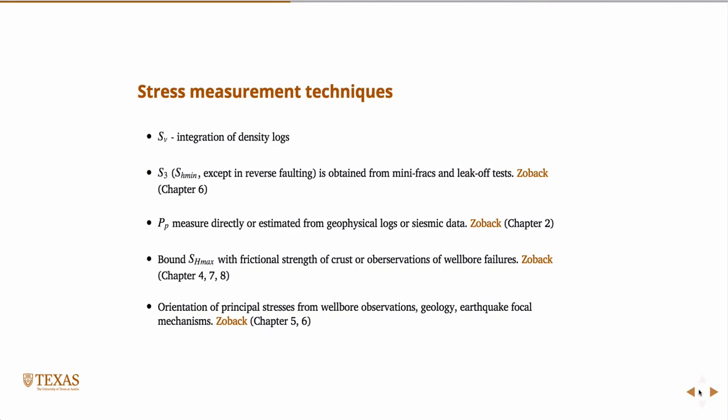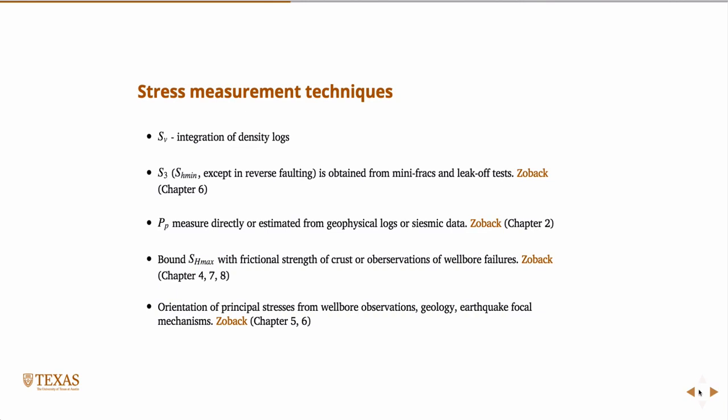So then if we know SH min from a mini-frac, and if we know the vertical stress from integration of density logs, then we can usually bound SH max with the frictional strength of the crust, okay? So this has to do with, again, the strength of the rock is proportional, or one failure model tells us that the strength of the rock is proportional to the difference in principal stresses, okay? But in reality, that would be true if you had a completely intact rock you're testing in the laboratory. But in reality, most of the earth is already fractured, okay?